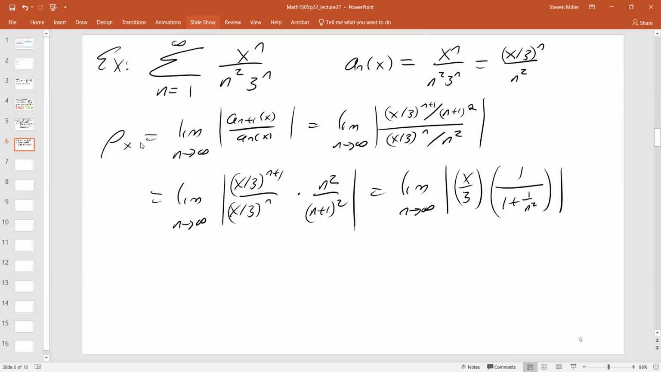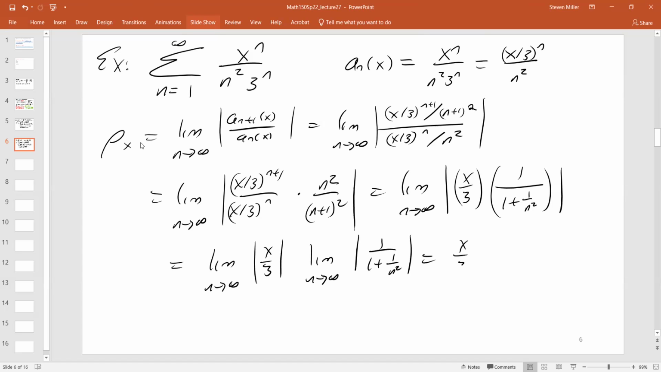I can bring the n squared down below. Or if you just think about it, as n gets really, really large, n plus 1 squared is n squared plus 2n plus 1. The amount I'm different by is negligible. So the limit of a product is the product of the limits as long as at least one of them is finite. So this is going to be the limit as n goes to infinity of x thirds, times the limit as n goes to infinity of 1 over 1 plus 1 over n squared. So this is equal to x thirds. So when is this going to be less than 1?